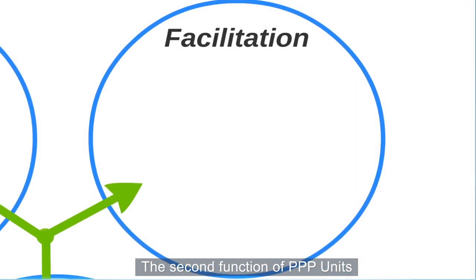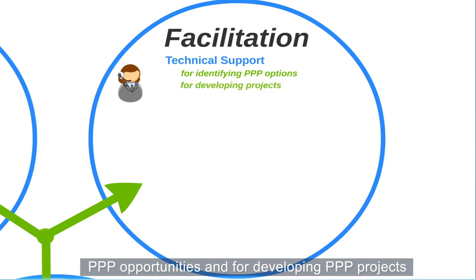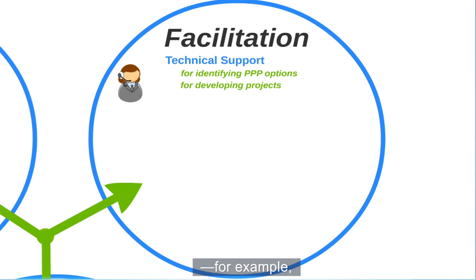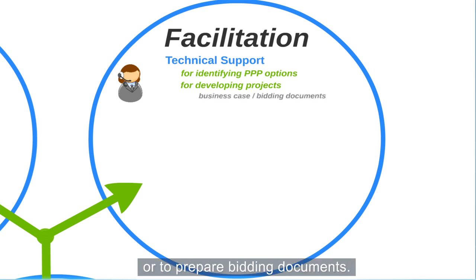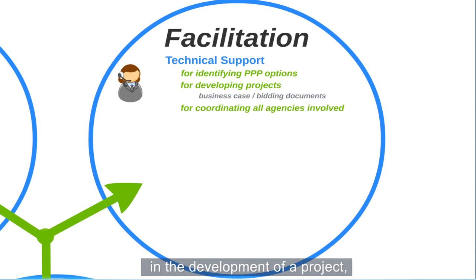The second function of PPP units is the facilitation of PPP projects. PPP units can provide technical support to government contracting agencies in identifying PPP opportunities and for developing PPP projects. For example, to draft a business case or to prepare bidding documents. PPP units can also facilitate coordination among government agencies involved in the development of a project, which can be a long, long list, often including line ministries, planning ministries, ministries of finance, environment departments, law ministries, and so on and so on.